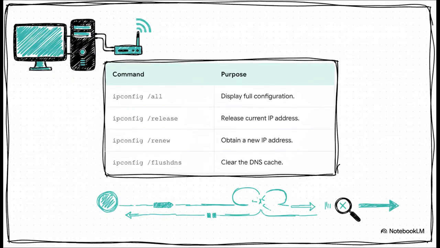The first command you've got to know is ipconfig. Think of it like asking your computer for its driver's license. Just typing ipconfig/all shows you everything. Its unique IP address, the gateway it uses to talk to the internet, all of it. Now, if things are acting weird, you can use release and then renew to basically ask the network for a fresh, new IP address. And flush DNS, that clears out your computer's short-term memory of website addresses, which can fix all sorts of weird connection problems.